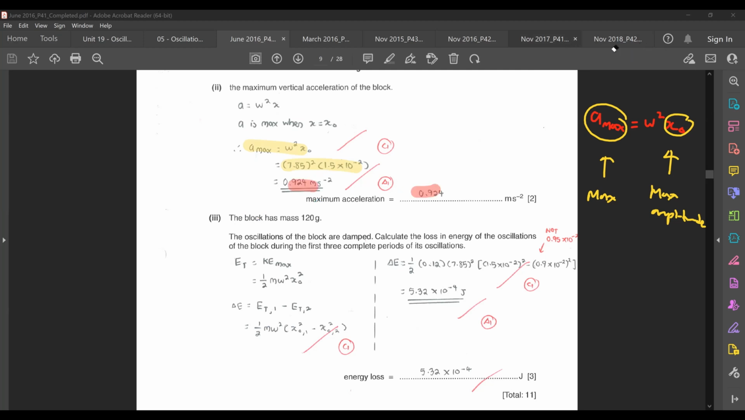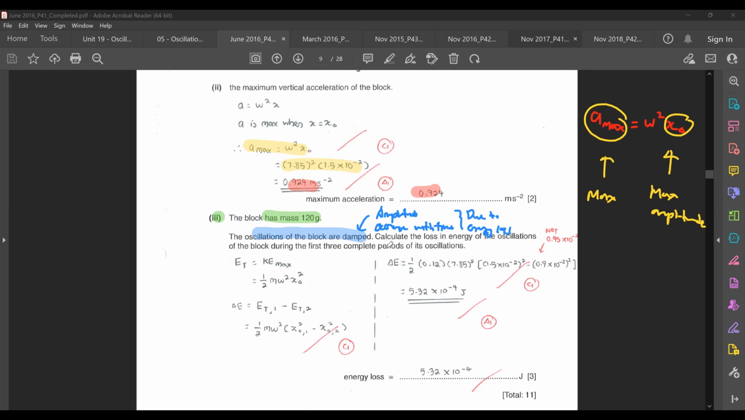Okay, then for part 3, your block has a mass of 120 grams, and the oscillations of the block are damped. When the oscillations of the block are damped, that simply means that your amplitude decreases with time. This is due to energy loss. We'll cover more about damping in the later part of the chapter. For now, we just focus on the calculation part of it.